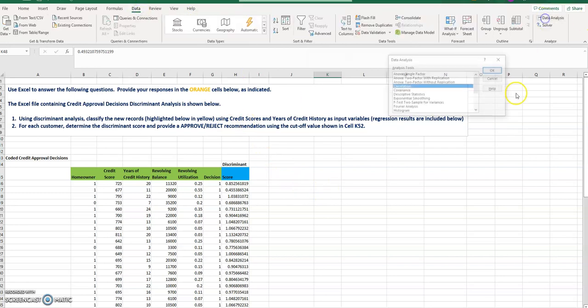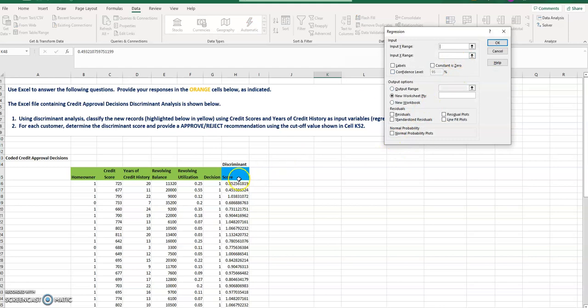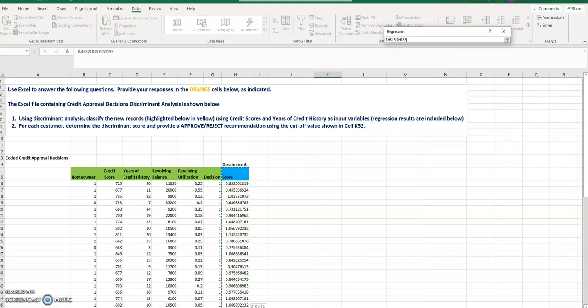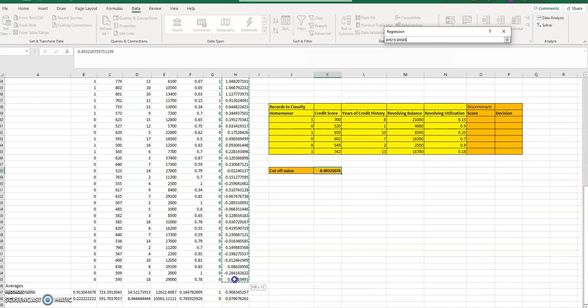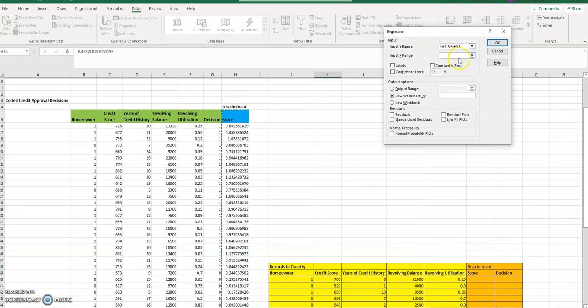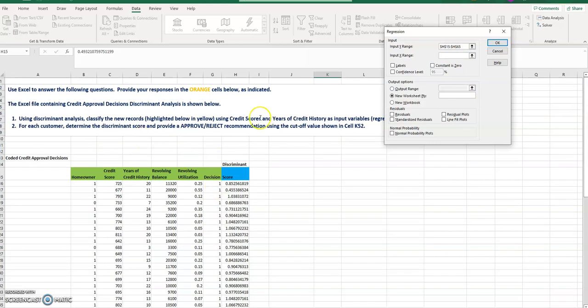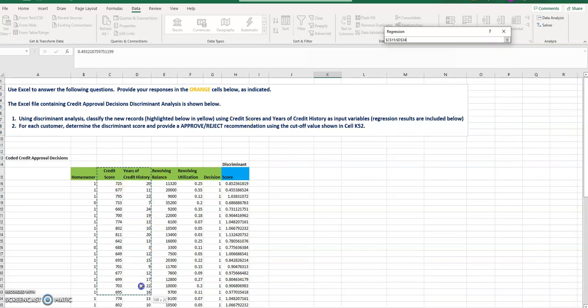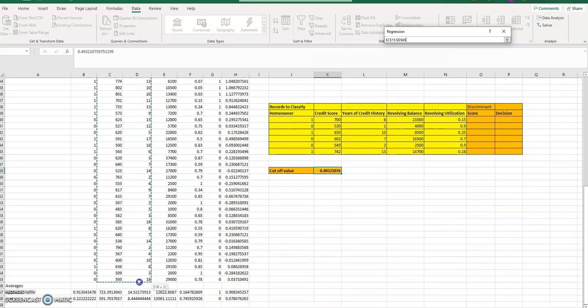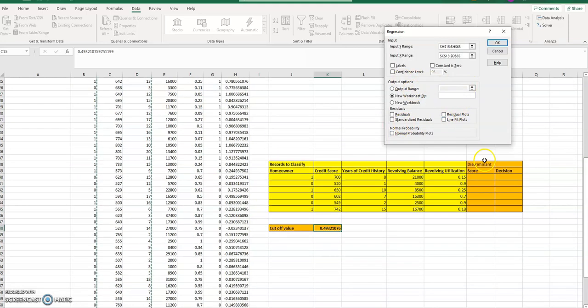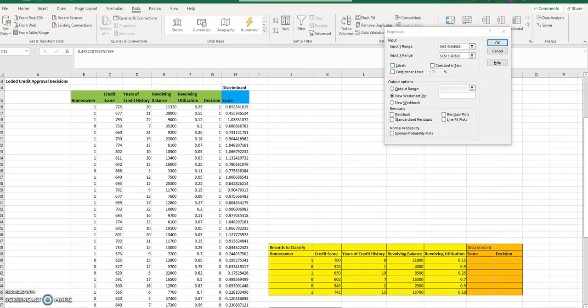So if we go to Data Analysis, this is something that we've already done before, so this is nothing new. Regression, okay. The dependent variable here will be the discriminant score. And the independent variables we're going to use, just as a reminder, are credit score and years of credit history. Thankfully, we have those two right in adjacent columns, so that works pretty well. And we do have labels.